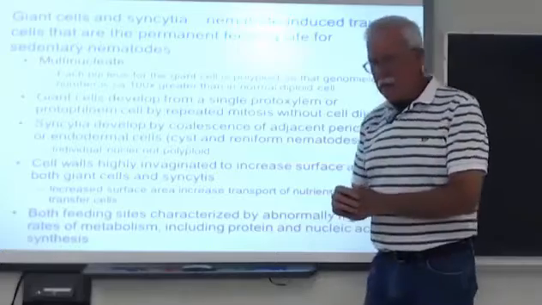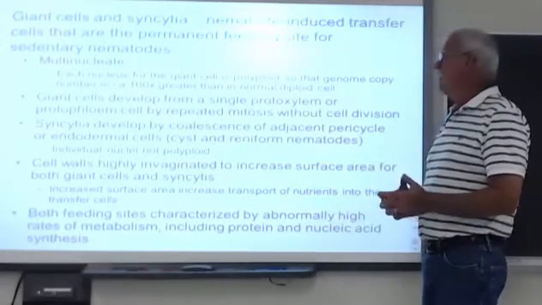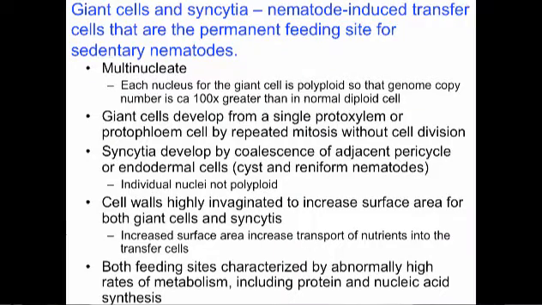One of the unique things about the sedentary nematodes, the root knot and cyst, is the formation of these giant nurse cells. These are a limited number of 4 or 5 plant cells that the nematodes feed on throughout their entire life cycle to obtain the nutrients for the production of eggs. They're nematode-induced transfer cells that become the permanent feeding sites.